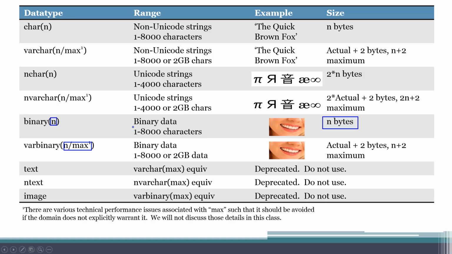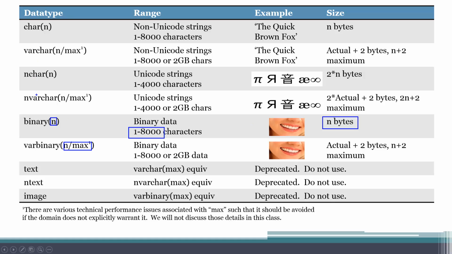The values you can choose for the N are 1 to 8,000. You can store up to 8K in a binary data type. And just like with the CHAR and NCHAR, whatever N you use, it consumes that much space for every instance. So if you declare a binary 5,000, but you only put 1,000 bytes into it, it still consumes 5,000 bytes of space because that's what you declared it to. It's set in its size.